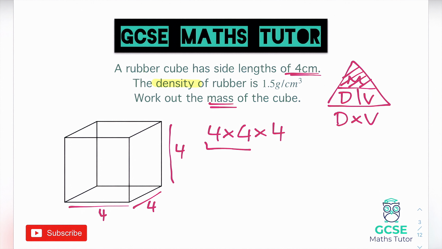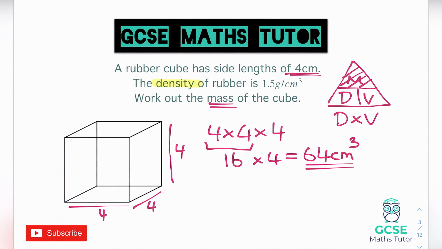Obviously take that in stages. 4 times 4 is 16, times that by 4 again, and that is going to be 64. So 64, and the units are centimetres, so it's 64 centimetres cubed. Now it gives us the density.